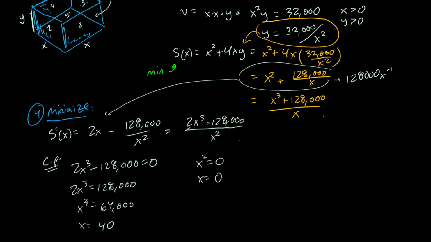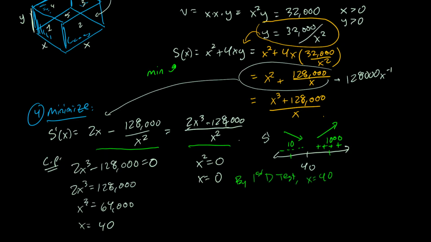Now, is that a max or a min? I'm going to tell you it's a min, but we could test it quickly like this. We take in 40, we have s prime, we plug in some test values, so something less than 40, how about 10? Something greater than 40, how about 1,000? And when I plug them into my derivative, either here or here, those are the same thing. When I plug in the value 10, I get negative, and when I plug in the value 1,000, I get positive, which tells me that my graph was decreasing and then increasing. So by the first derivative test, x equals 40 is a local min. And so there I found my minimum.